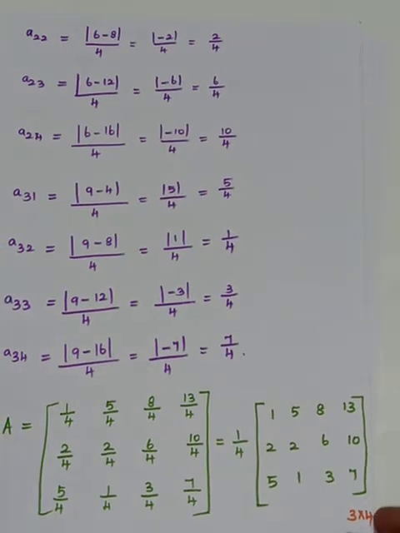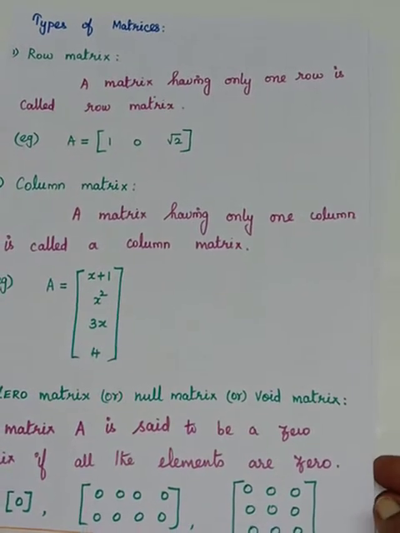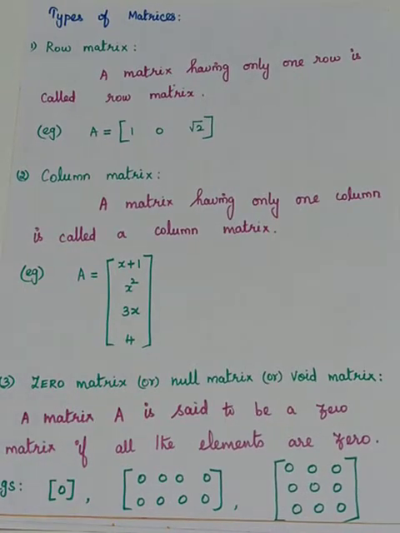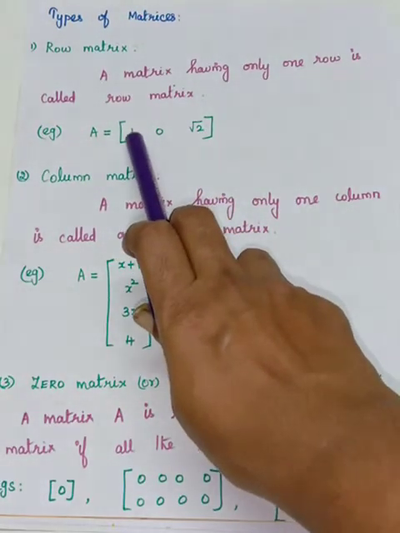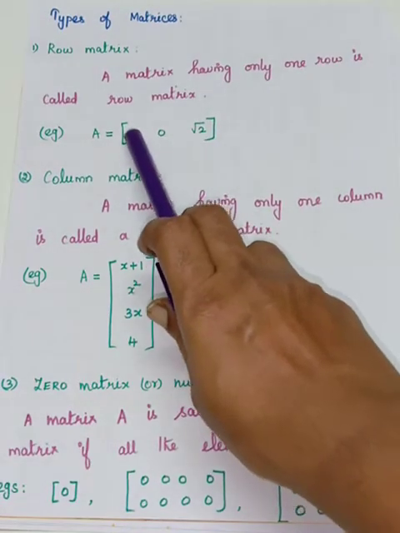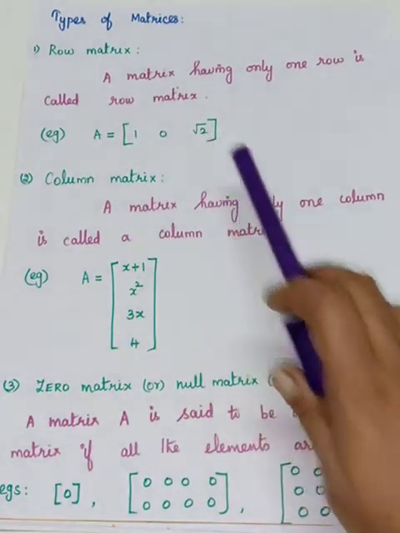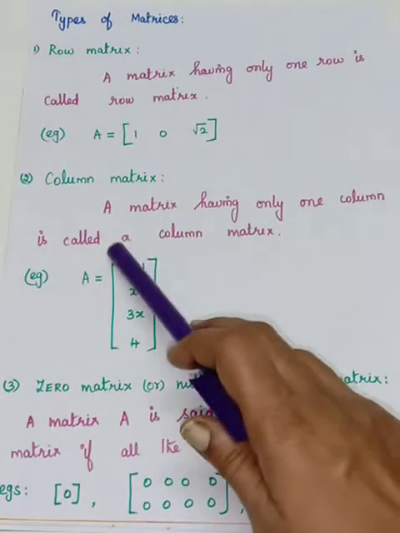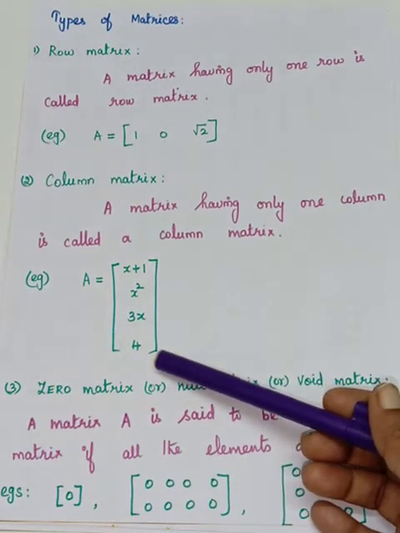Okay. So next we are moving to the topic types of matrices. So first we are going to see the row matrix. A matrix having only one row is called a row matrix. See that this matrix A has how many rows? Only one row. How many columns? 3 columns. Okay, so the matrix having only one row is called a row matrix. In the same way, a matrix having only one column is called a column matrix. So here I have written, it has only one column.